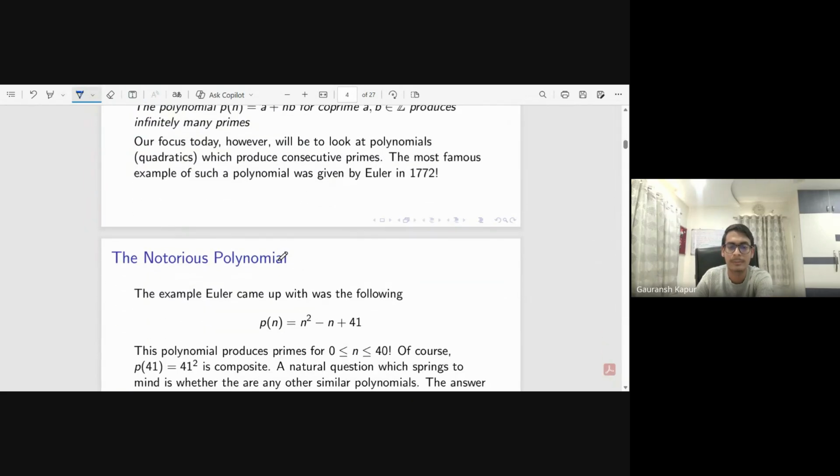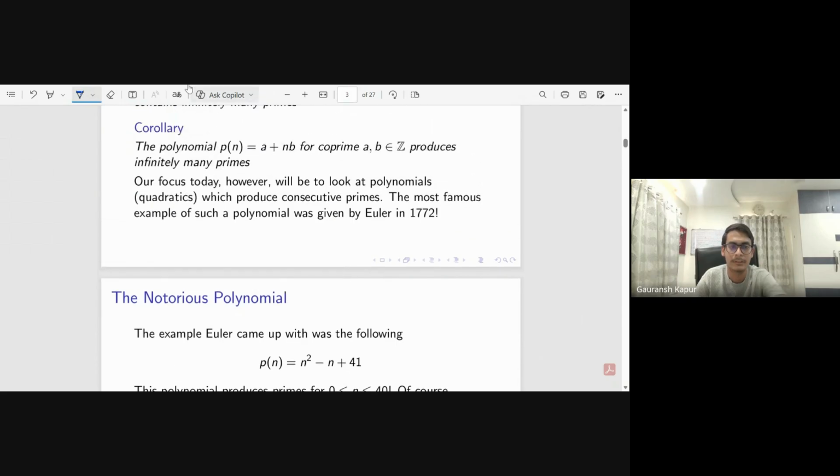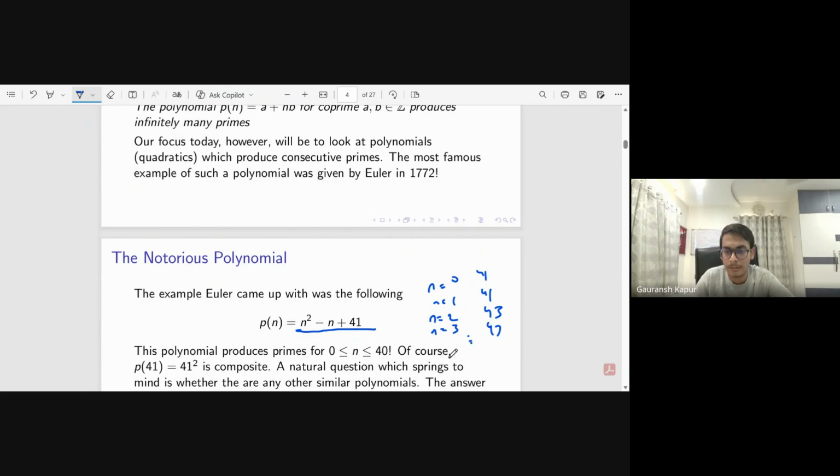And I'm sure some of you might have seen this example before. So this is the example. The polynomial was n squared minus n plus 41. And what happens here is if you put n equals 0, you get 41, which is prime. If you put n equals 1, you get 41. If you put n equals 2, you get 43. N equals 3, 47, and so on. And until n equals 40, you get 1601. All of these numbers are primes.